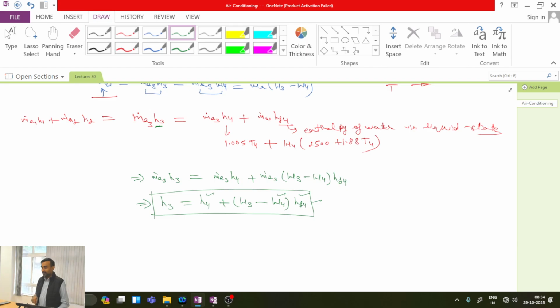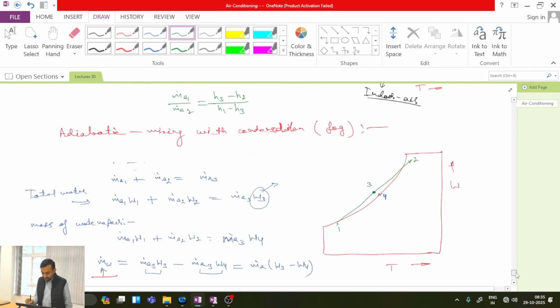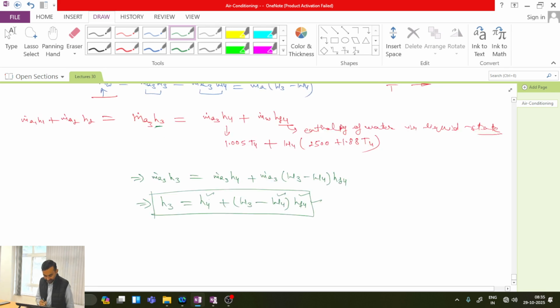Iterative method. Okay. I will be assuming some temperature for point 4. If I assume some temperature for point 4, I know that point 4 is only at the saturated state. Then corresponding to that T4 temperature, I can calculate the value of W4. So at T4 I will be getting W4. I will also be getting H4. I will also be getting HF4 from the steam table at temperature T4. Then I will be substituting in this equation and I will check whether it is satisfying the equation or not. If it is not satisfying, then again I need to change the value of temperature.